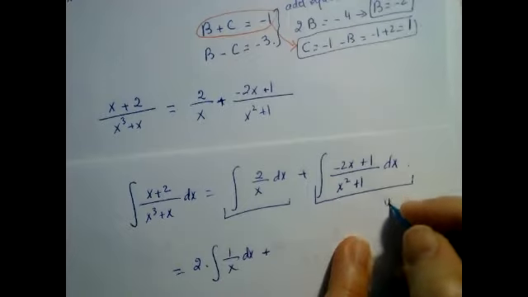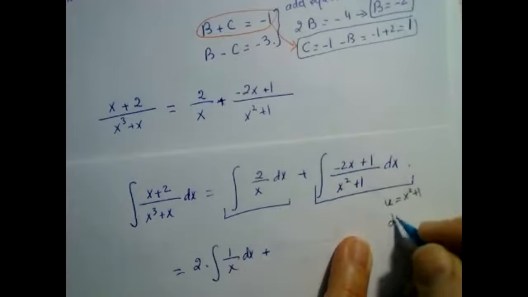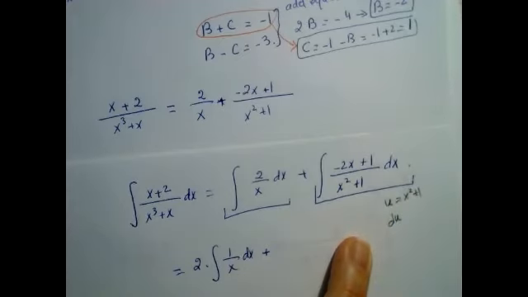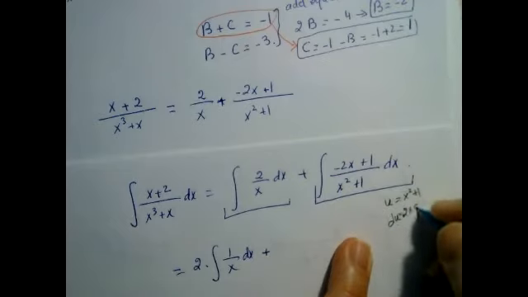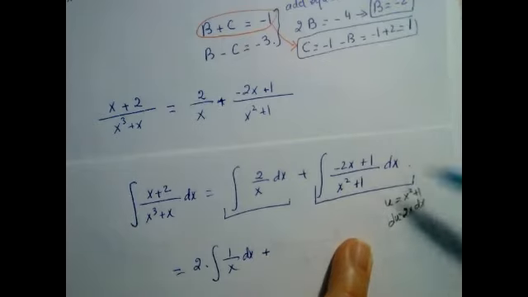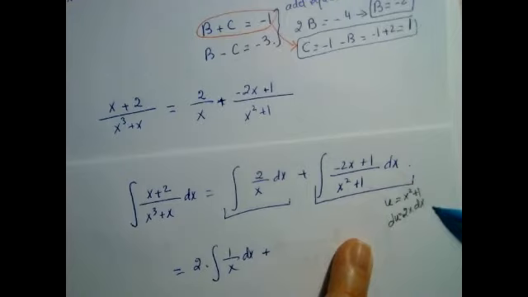So if I put u equals x squared plus 1, what's the du? 2x dx. Okay, this is the u. How am I going to put the 2x dx? You can't, because it's a sum. Exactly. I can't. So this has to go.